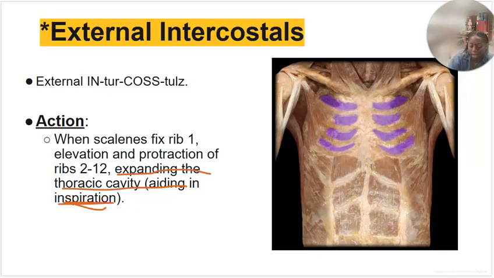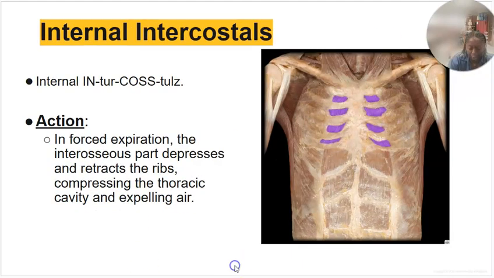Now, the internal intercostals, let me exit drawing. All right, these are going to be doing kind of the opposite effect. These are more prevalent in forced expiration. And once again, expiration in this case does not mean something is out of date. This means any sort of breathing out. So internal intercostals are super important with helping to compress your thorax and expel air.